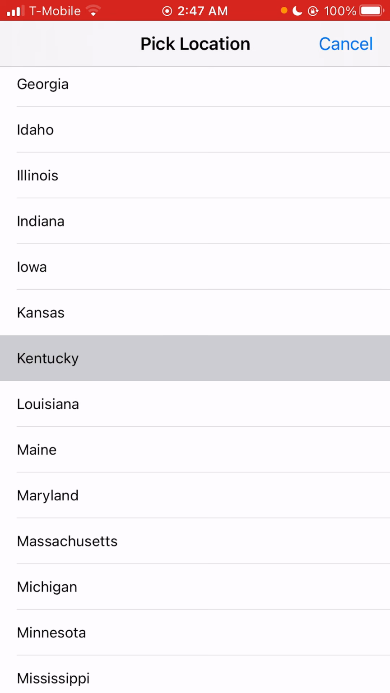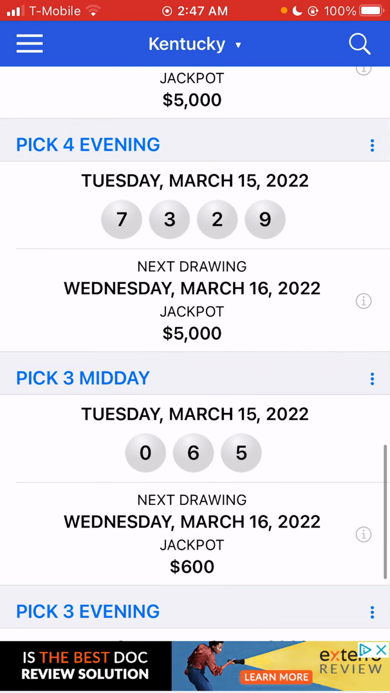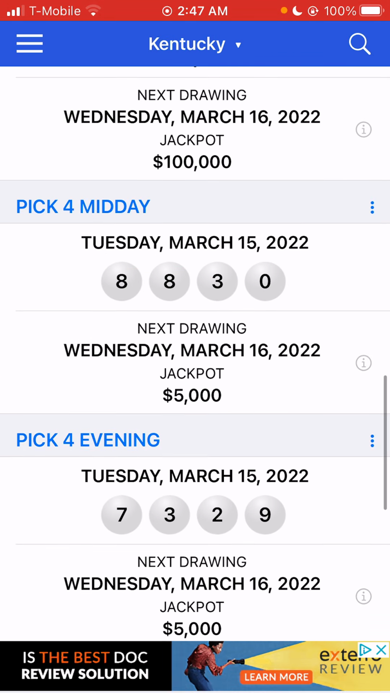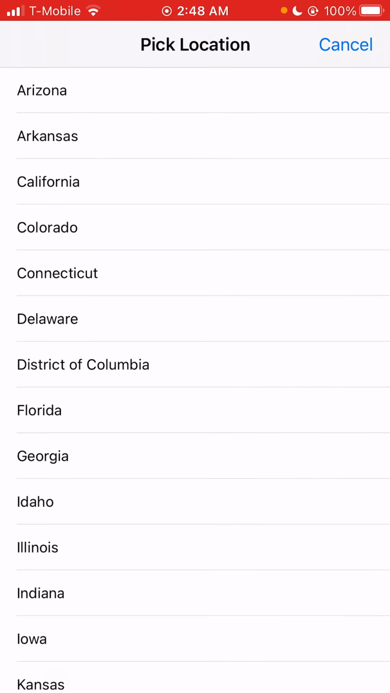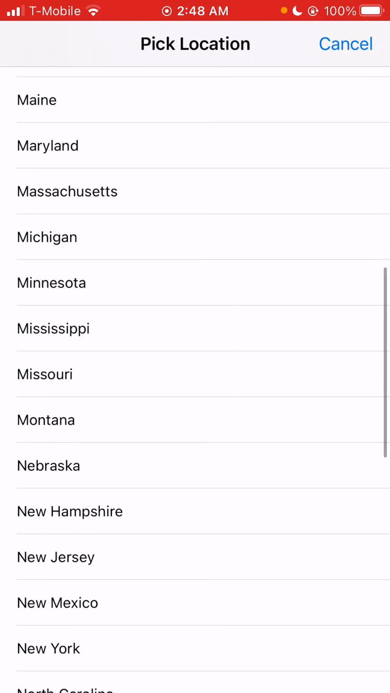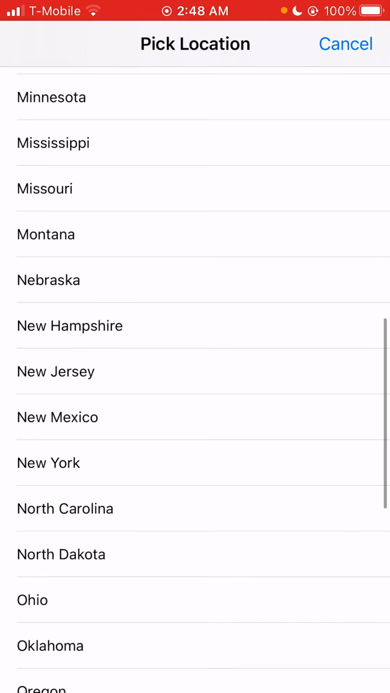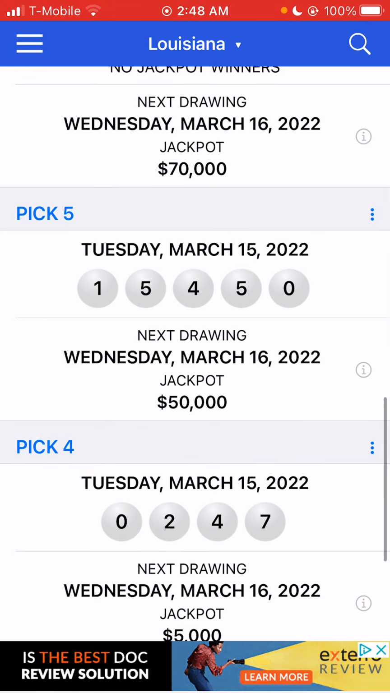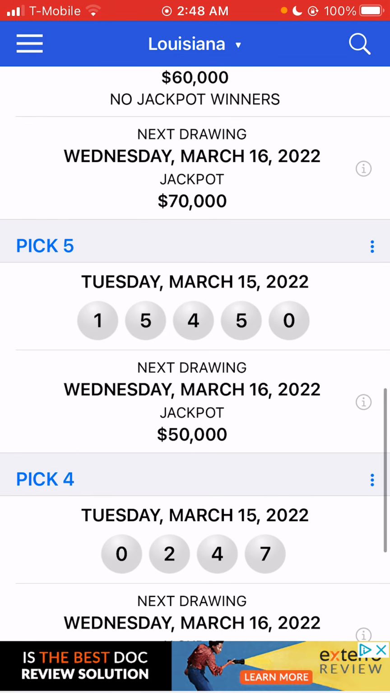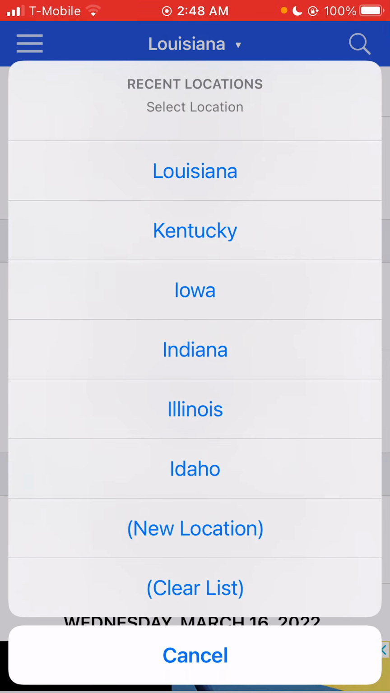Let's do Kentucky. Okay, so Kentucky, for midday, I would do the 8, the 3, and the 0 in the grid. I wouldn't do the evening. Louisiana. Nope. No double there.